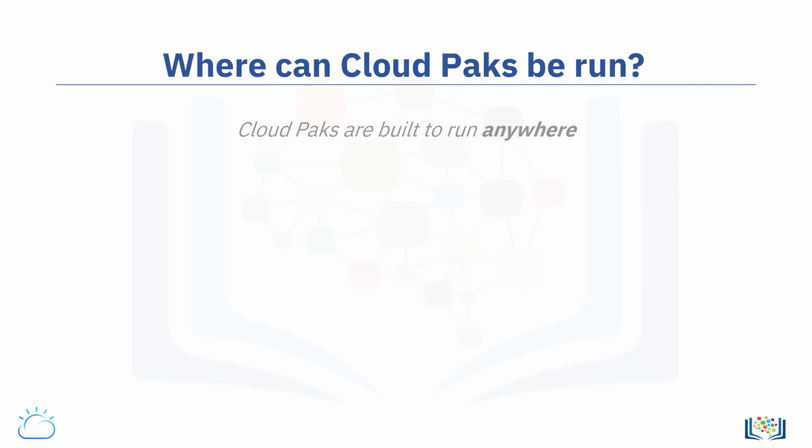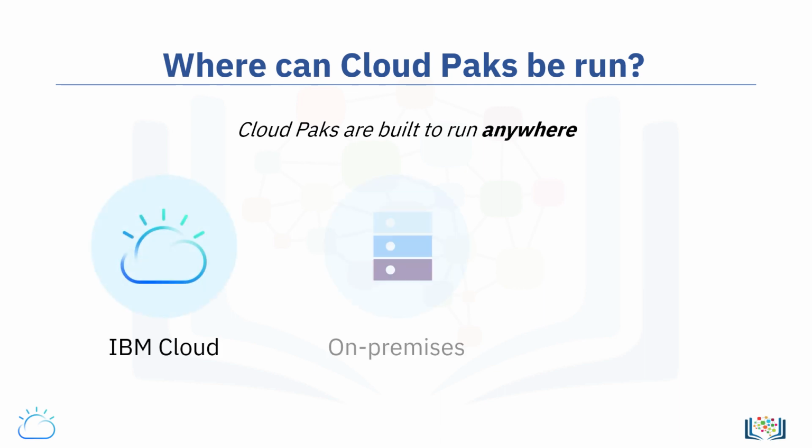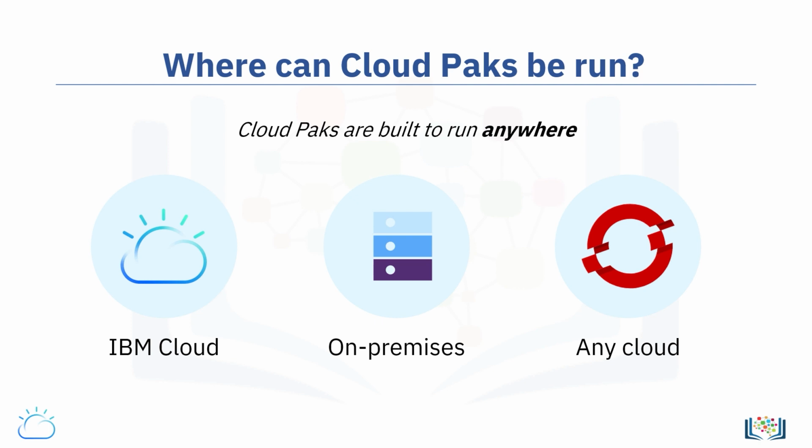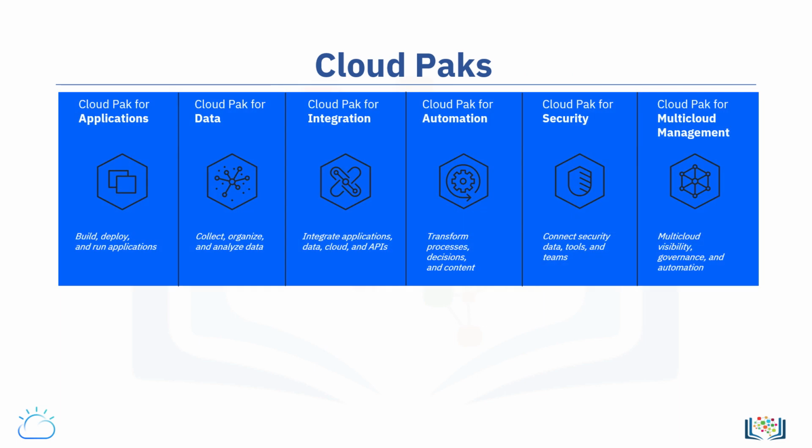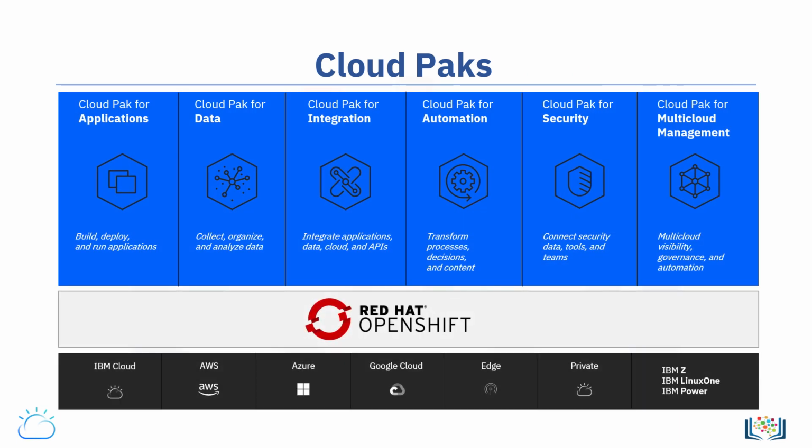Cloud Paks can be run on any platform you choose. You can install them on IBM Cloud, you can install them on-premise, use your own hardware, or with a Cloud Pak system. Or you can install them on any cloud by first provisioning OpenShift and then installing Cloud Paks on top. The following picture is a representation of how different Cloud Paks are available.